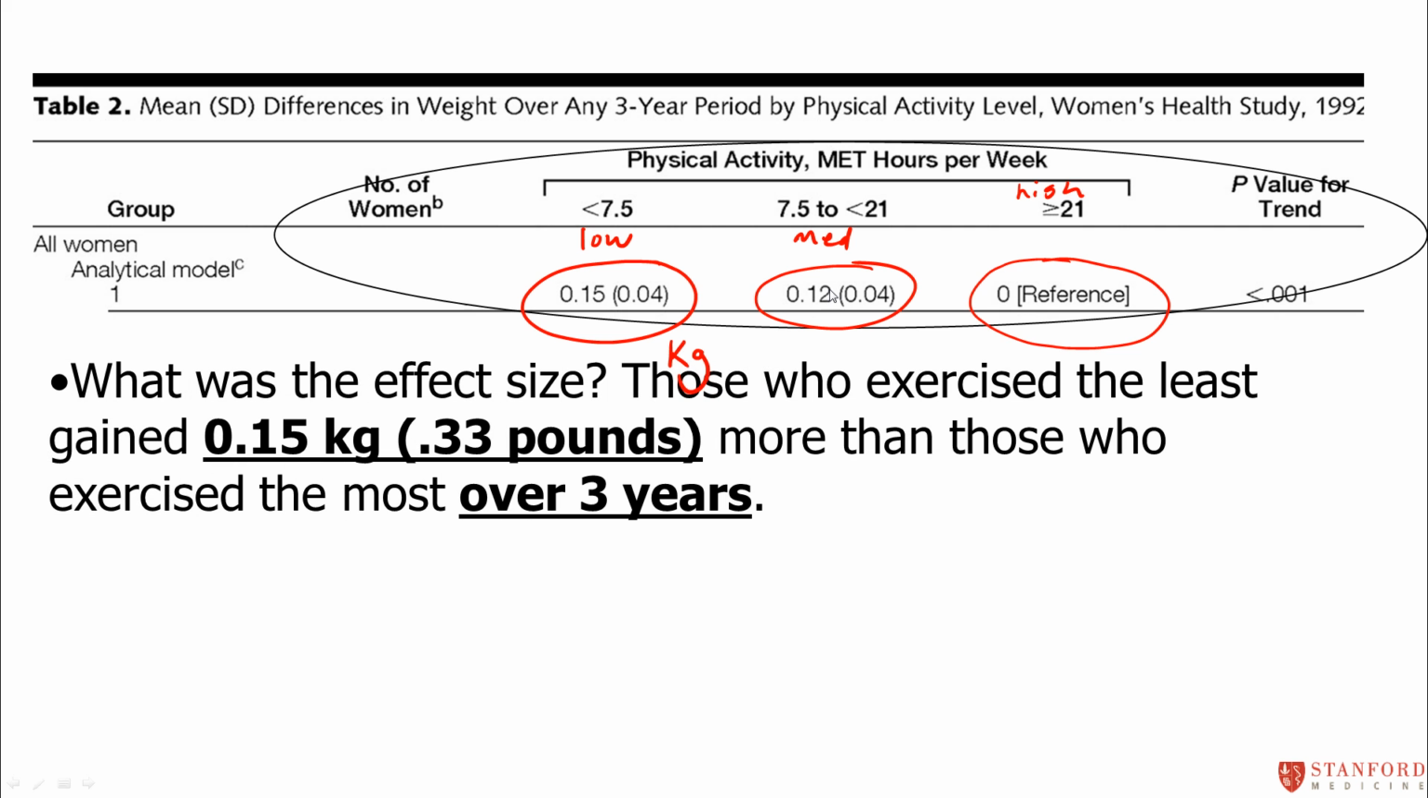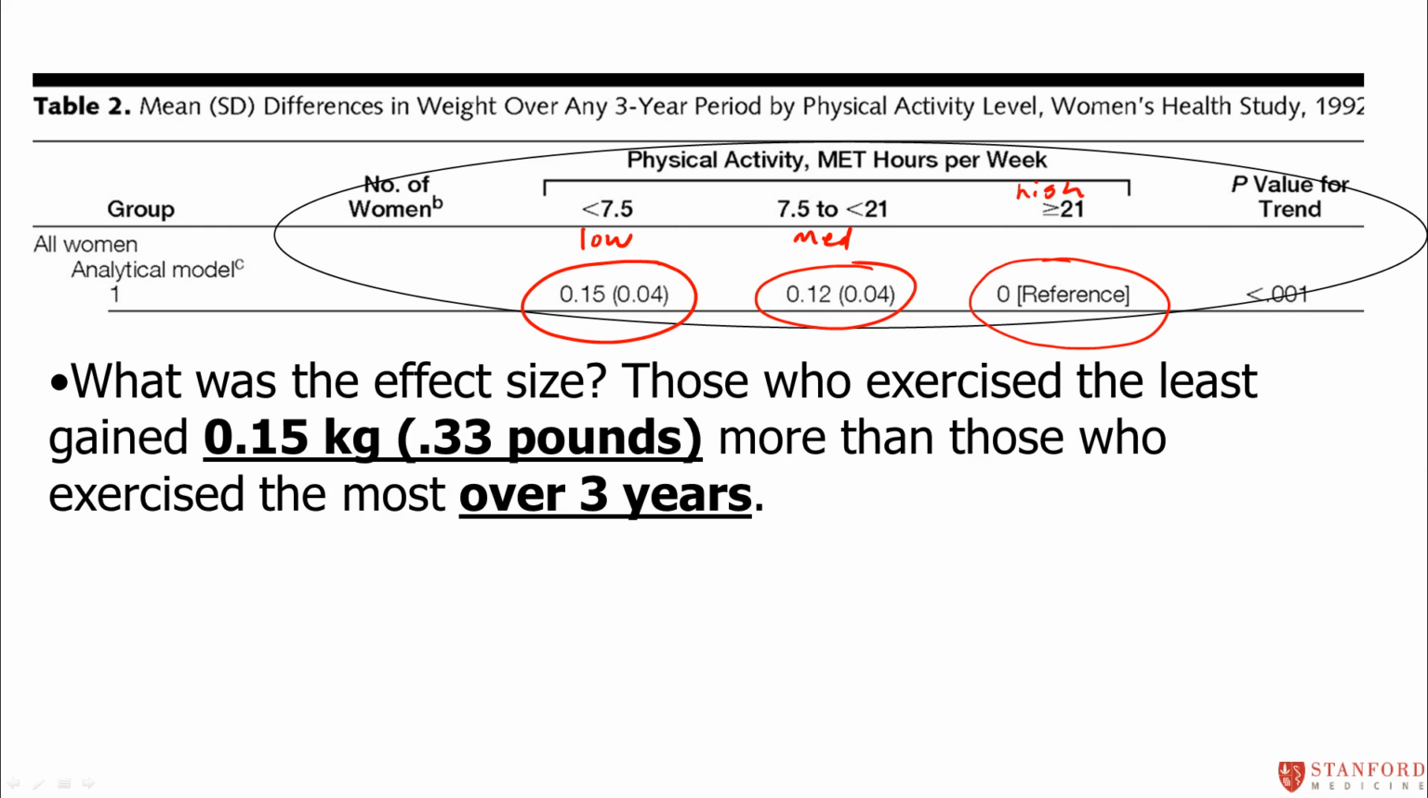What was the effect size here? Those who exercised the least in the low group gained 0.15 kilograms, or 1/3 of a pound more than those who exercised the most over a period of 3 years. In other words, that's 1/10 of a pound more per year. 1/10 of a pound, which is a very, very tiny amount.